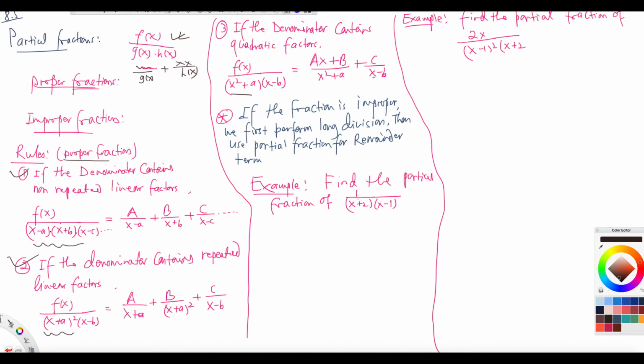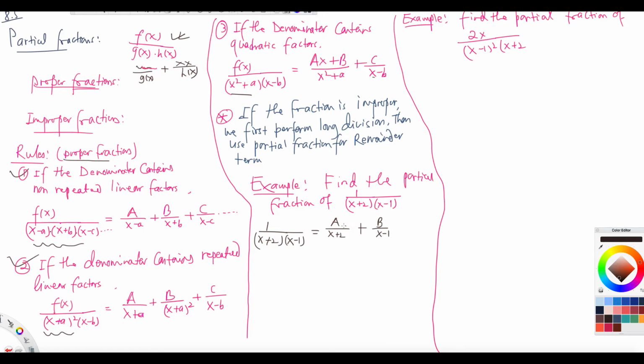Find the partial fraction of 1 over (x plus 2)(x minus 1). This is proper because the degree of the top is 0, since 1 is x to the 0. The degree of the bottom is 2, because if you simplify this you will get x squared, the highest exponent term. So it is proper. Both factors are linear and different, with no repeated factor. So how do we write it? We write 1 over (x plus 2)(x minus 1) equals, using rule number 1, A over x plus 2, plus B over x minus 1.